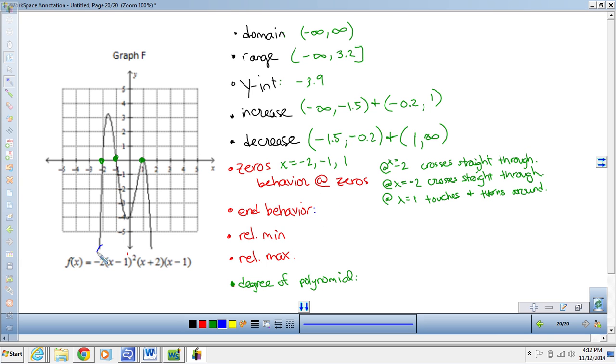Now my end behavior, let's look at the ends. So I have a left side and I have a right side. What direction does the left side point? Down. What direction does the right side point? Also down. So we can say both left and right go down. Super mathematical and technical, I know.